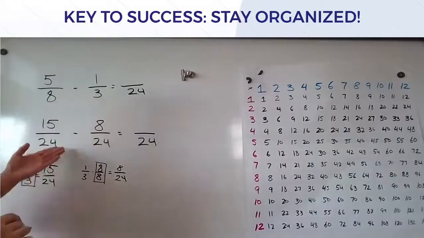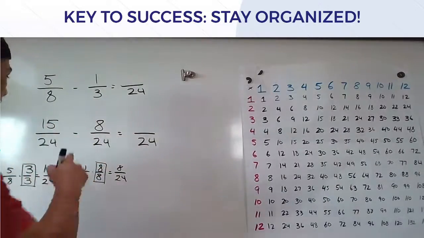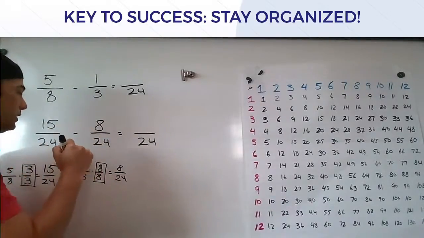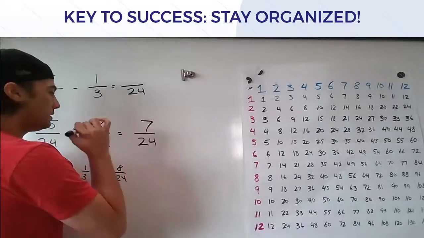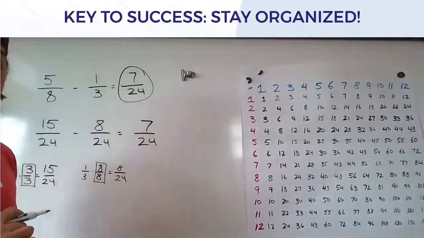And now we've already got the denominators written in. We can just subtract the numerators. 15 minus 8, or 15 minus 5 minus 3, would be 7. So our final answer here is 7 24ths.